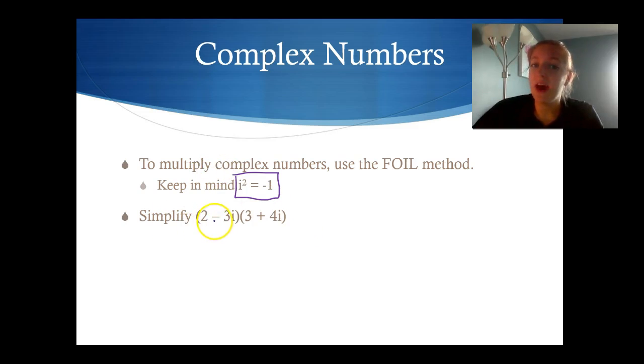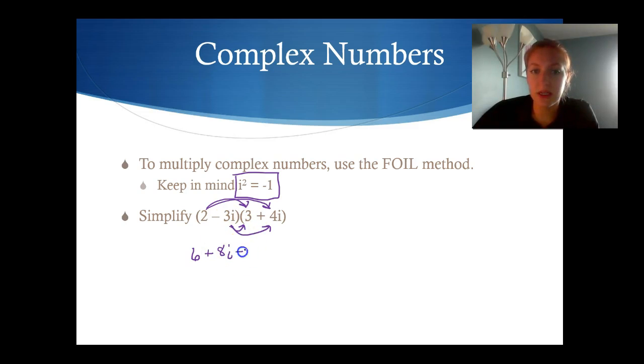Now, when you have two complex numbers, notice they look like two binomials. How do we multiply two binomials? We use the FOILing method. So first, outside, inside, and last. So let's go ahead and multiply. 2 times 3 gives us 6. 2 times 4i is 8i.